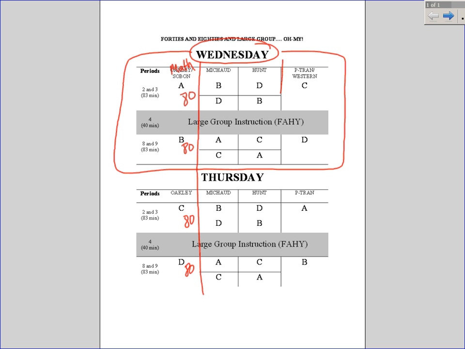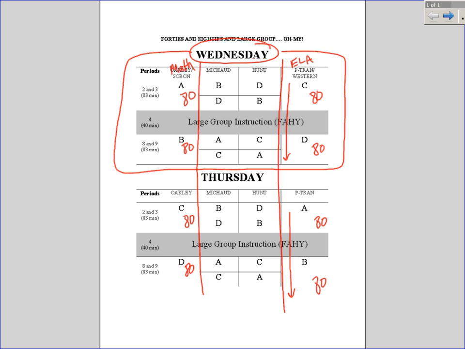The same thing is true over here for ELA writing. So you're going to notice that Ms. Petranchik and Ms. Western also have these 80-minute periods that extend C and D day 1 and then A and B day 2. So basically, we're running 2 sets of blocked classes at the same time.